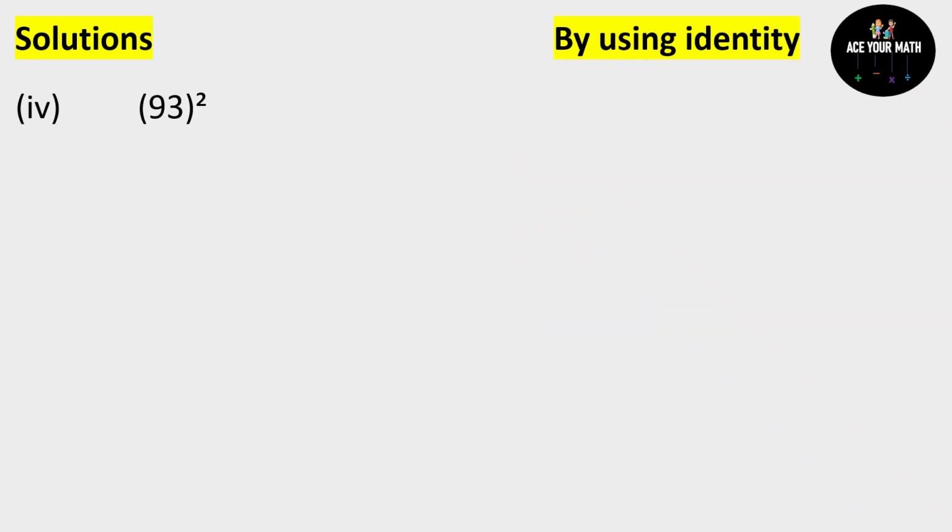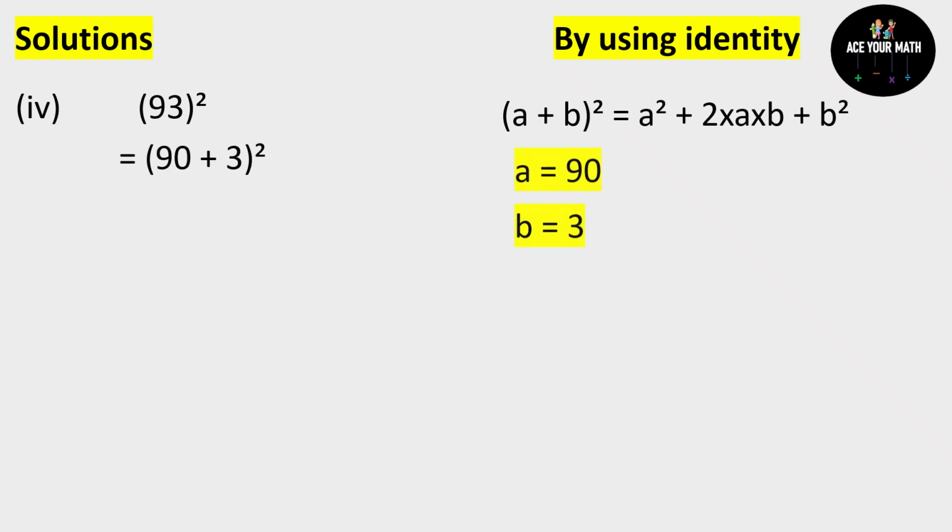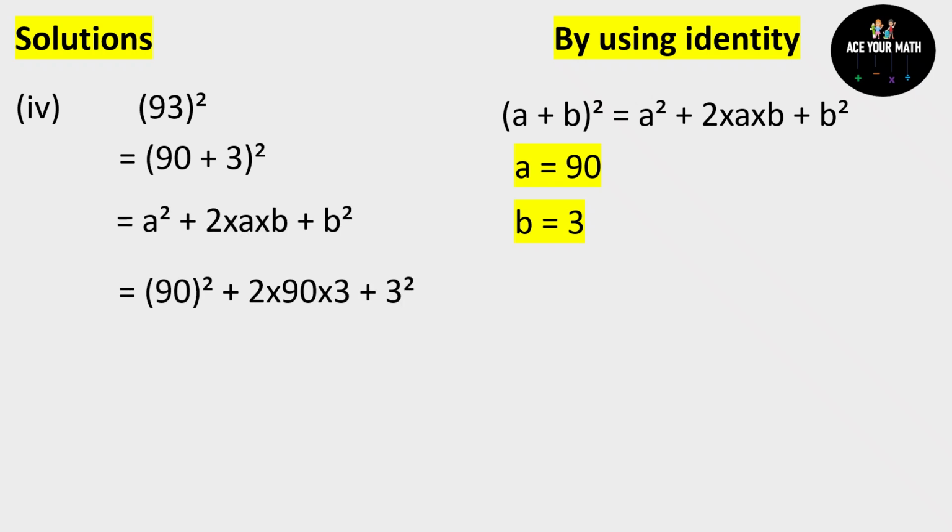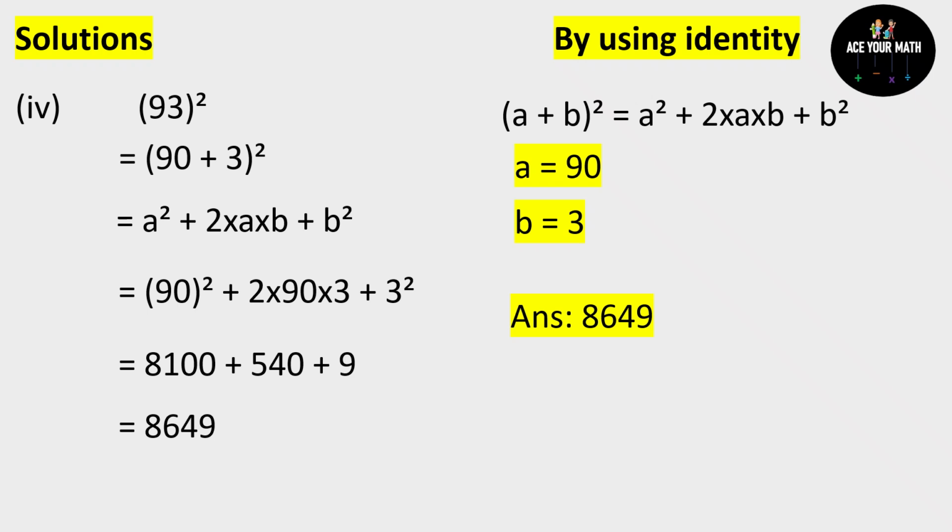Now find the square of 93. Again we are going to use the identity. The identity is (a plus b) whole square, which gives you a square plus 2ab plus b square. First of all, write 93 in the form of a plus b. That will give you 90 plus 3. Now, what is your a here? A is 90, and what is your b? B is 3. Now put them in the identity straight away. It will give you 90 square plus 2 multiplied by 90 multiplied by 3 plus 3 square. Now 90 square will give you 8100, plus 540, plus 9. And when you add these three values, you will get 8649. So the square of 93 is 8649.